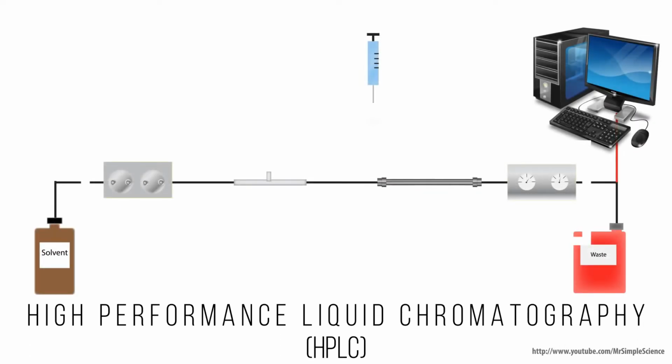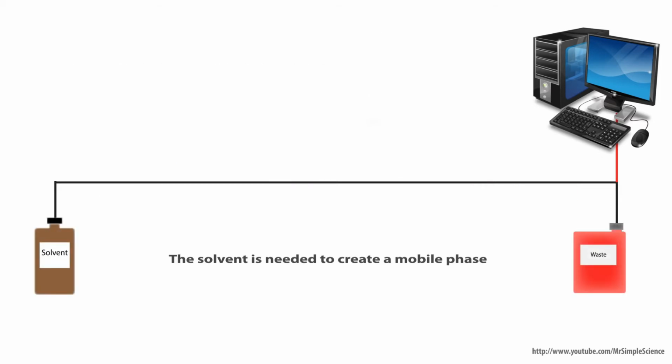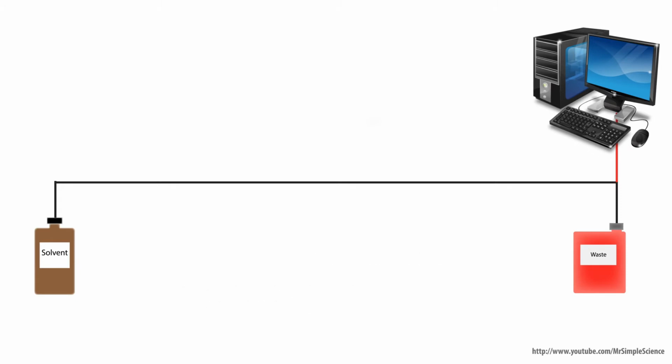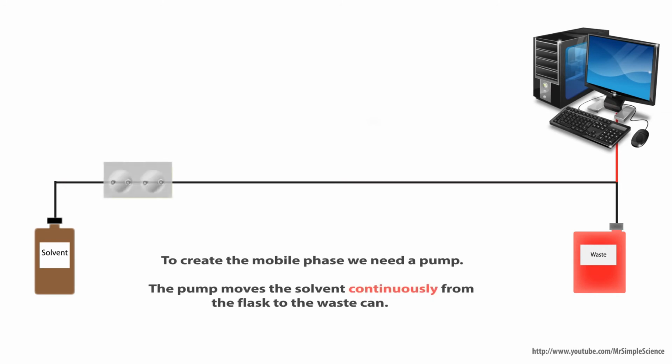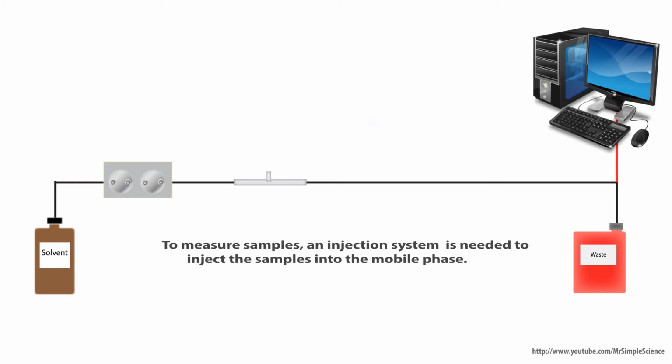So how does HPLC work? This is a schematic overview of the HPLC. The solvent is needed to create a mobile phase. The mobile phase is needed to transport the samples through the HPLC system. To create the mobile phase, we need a pump. The pump moves the solvent continuously from the flask to the waste can. To measure samples, an injection system is needed to inject the samples into the mobile phase.